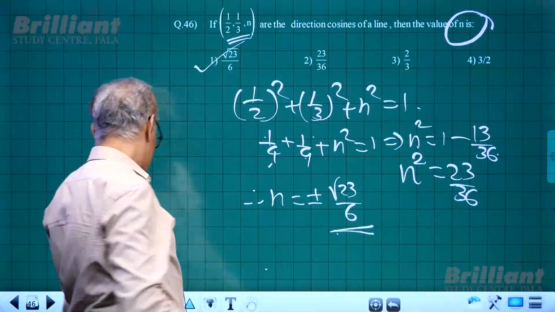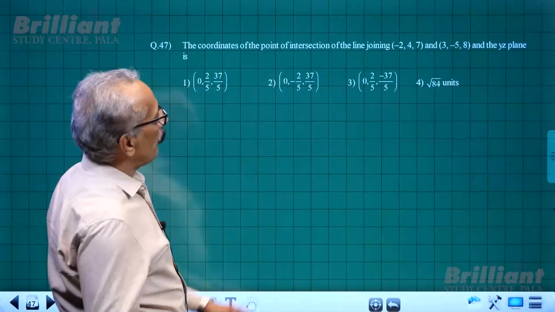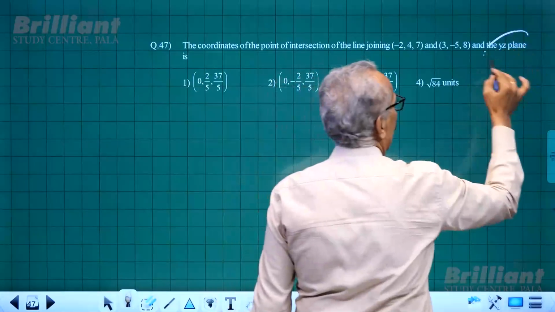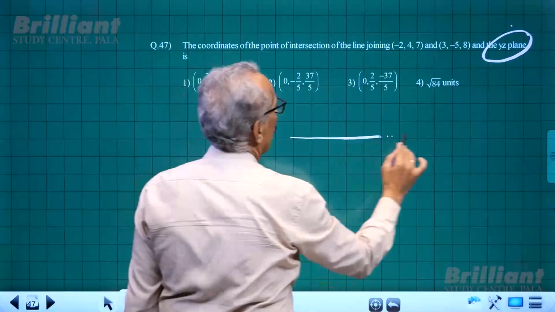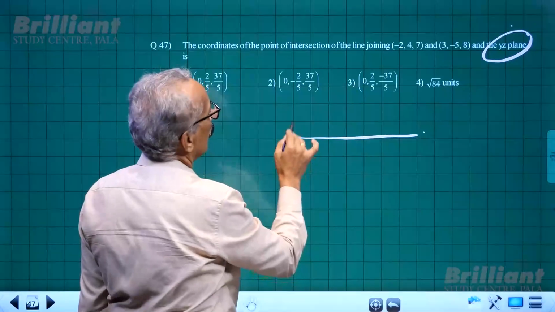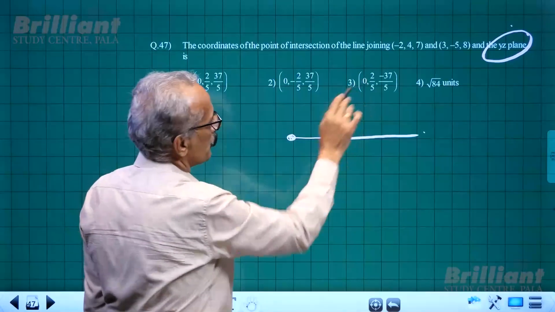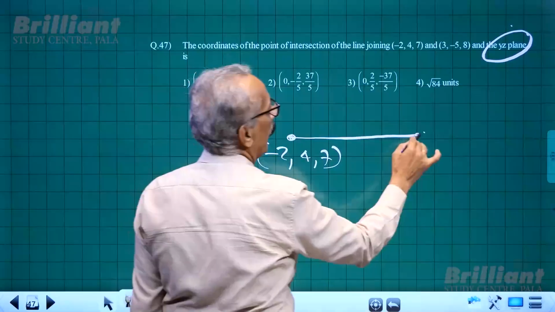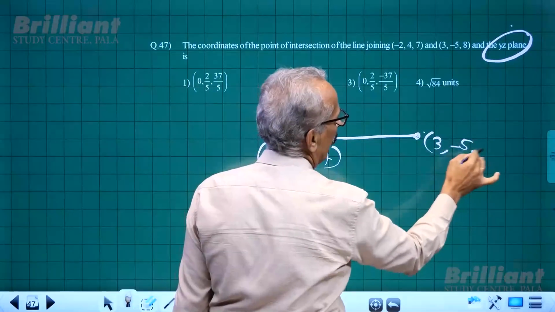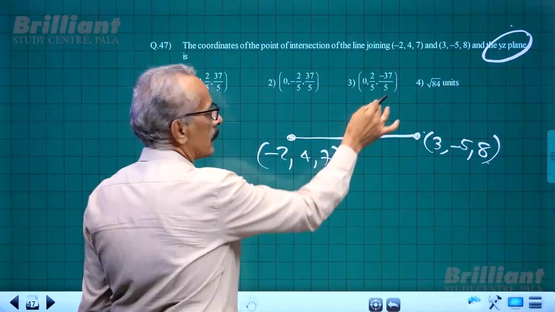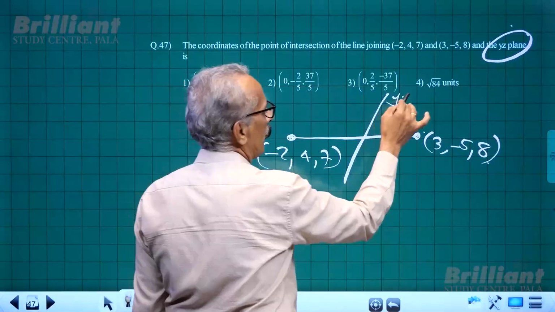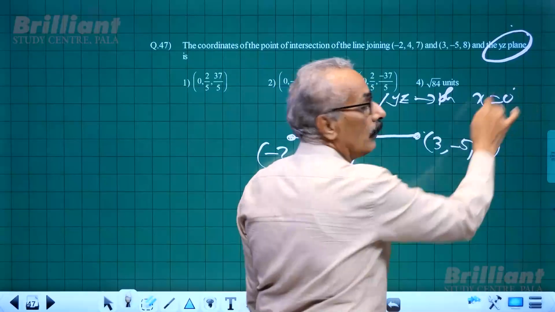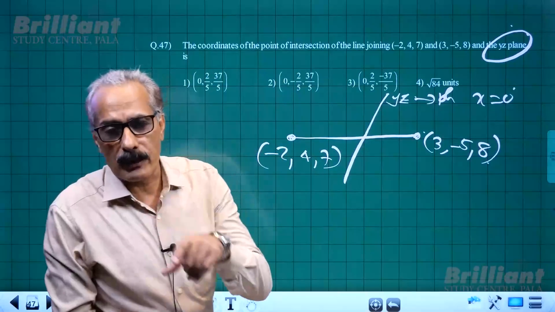Next, the coordinates of the point of intersection of the line joining this and the YZ plane. Remember this. The line joining minus 2, 4, 7 and 3, minus 5, 8 is cut by the YZ plane. What is the property of YZ plane? YZ plane means x is equal to 0. Now, you keep in your mind the secret.